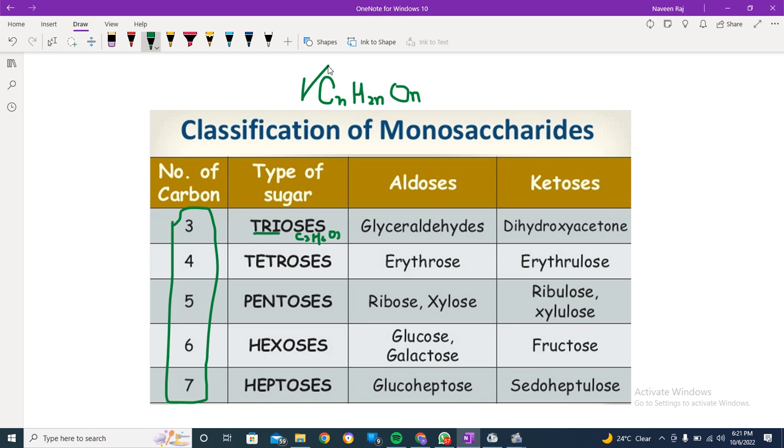We are not going into aldoses and ketoses right now. Leave this section. At the last we will discuss it. We've got tetroses. Tetro means 4. We've got C4. Double the value and we will get H8.